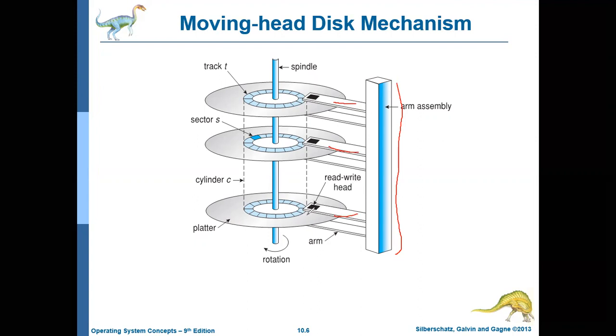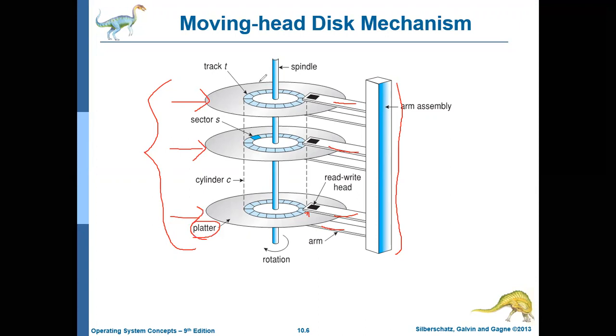Actually, the read write head is at the bottom. Similarly, for this one also there will be a read write head. A hard disk contains several disks. It's not one disk, it actually contains several disks. These individual disks, each disk is called a platter.